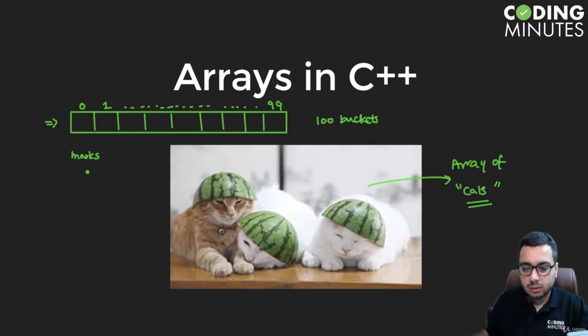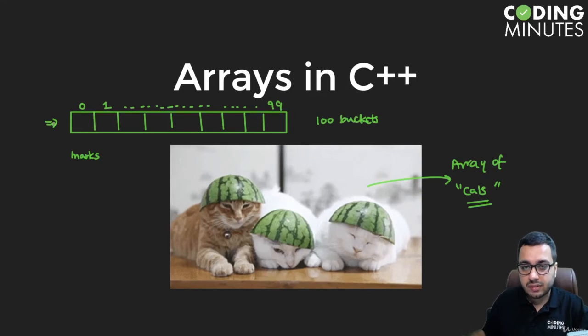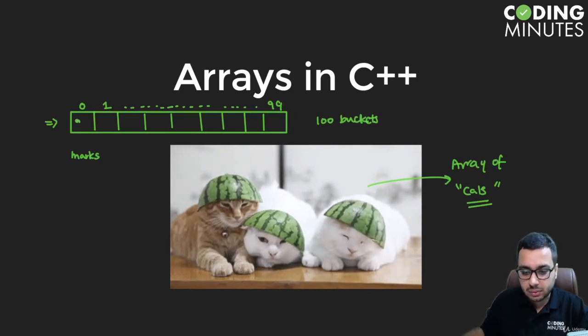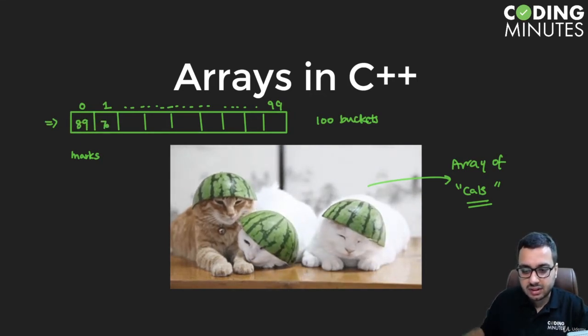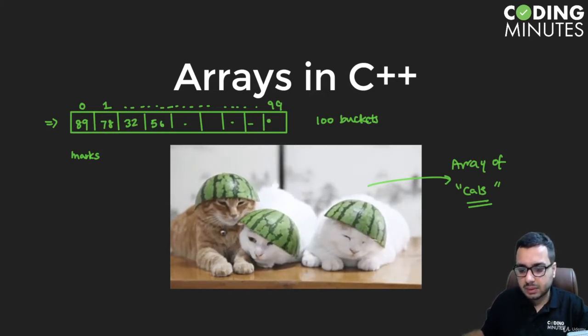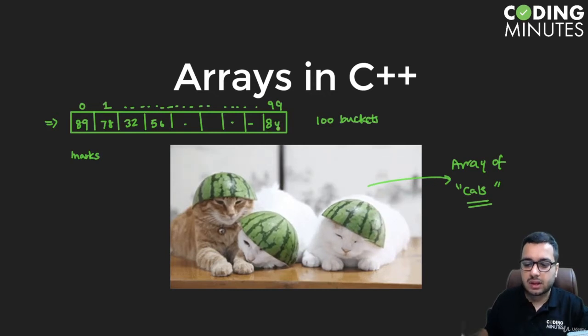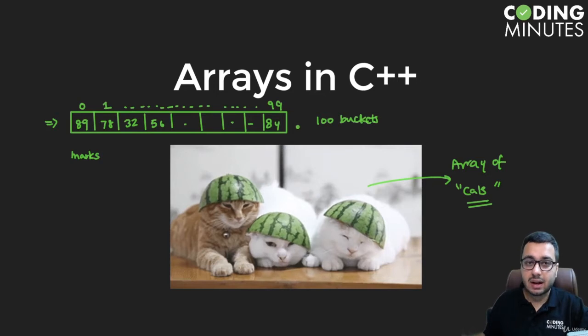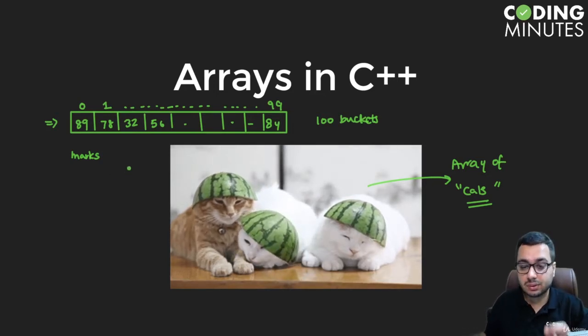Let's say you want to store the marks of every student out of 100. Maybe this student got 89, this got 78, this got 32, this got 56, and so on. Okay, and maybe this got 84. So how you're going to read this array, how you're going to write this array, we are just going to see that.